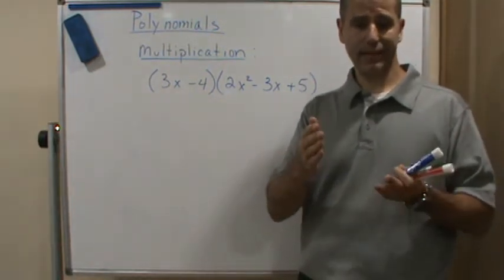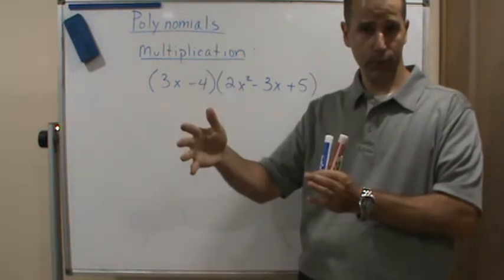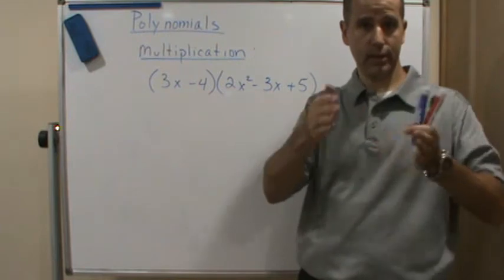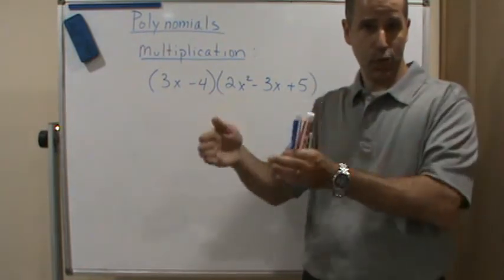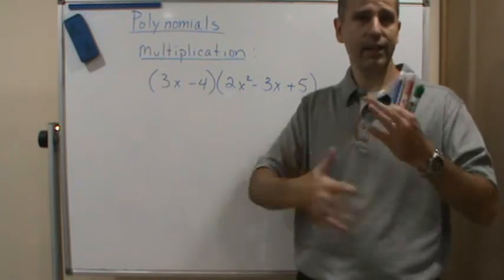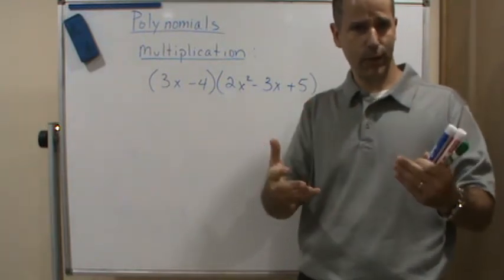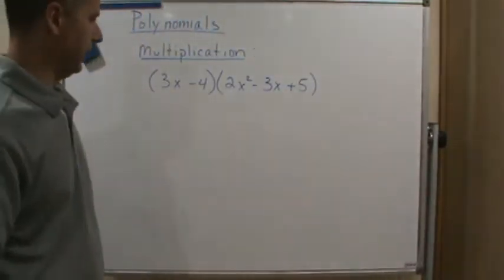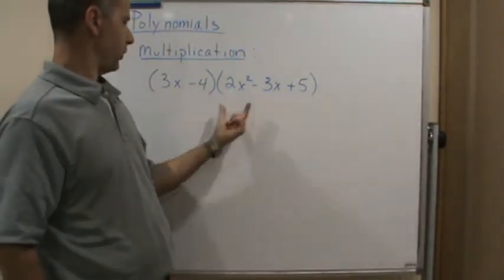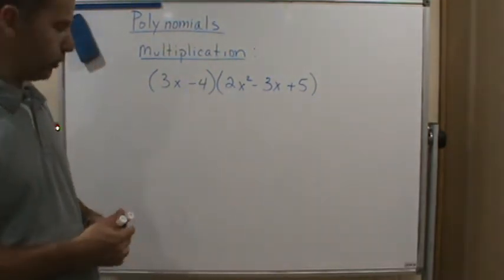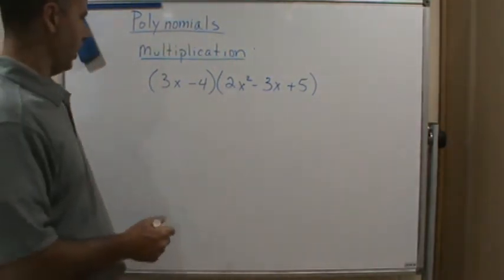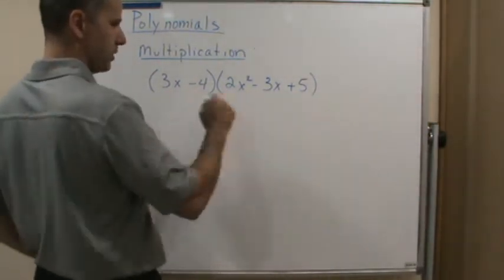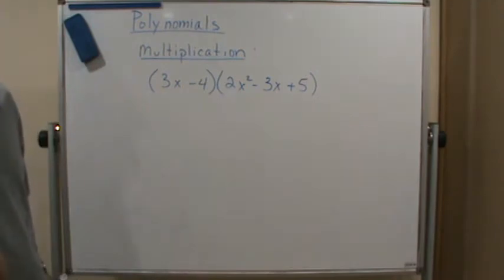So basically we're going to take each term of one polynomial and distribute that term across the other polynomial term by term. Again, even if that doesn't make sense or you're having trouble following what I'm saying, watch me. In this example, we've got this trinomial and this binomial. So I'm going to distribute each term here across the terms of the second polynomial.